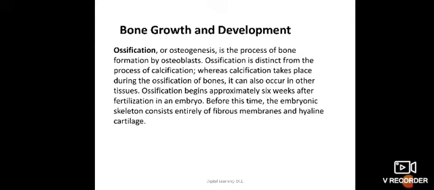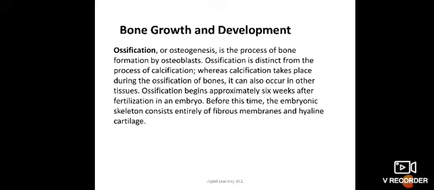Ossification or osteogenesis is the process of bone formation by osteoblasts. Osteoblasts are the bone cells. Ossification is distinct from the process of calcification, whereas calcification takes place during the ossification of bones. It can occur in any other tissues.